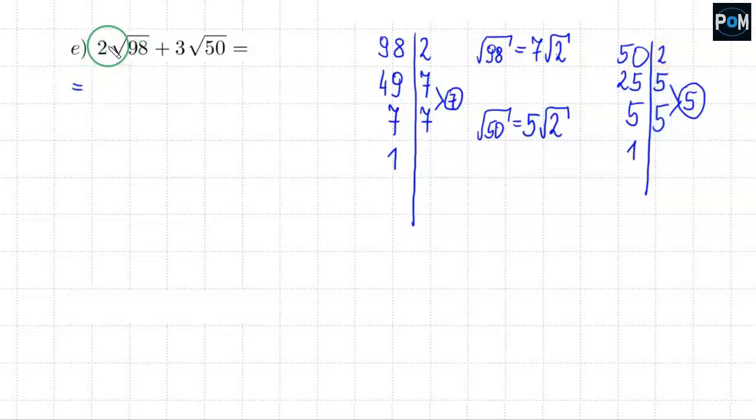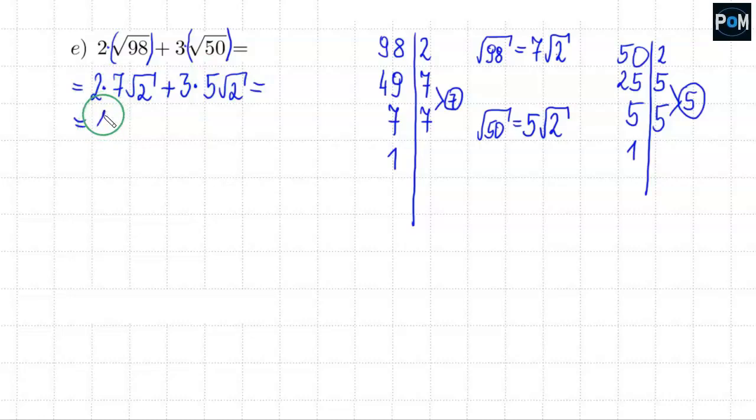I notice that there is multiplication between the 2 and the root, just like here. I rewrite the 2, and instead of this square root of 98, I'll use 7 square roots of 2. I'll add this 3 multiplied by, instead of the square root of 50, what I calculated, which is 5 square roots of 2. Now I multiply 2 and 7, which gives 14 square roots of 2. 3 will be multiplied by 5, resulting in 15 square roots of 2. This square root of 2 does not get multiplied with anything. Finally, I add 14 square roots of 2 plus 15 of the same square roots of 2. That makes 29 square roots of 2.